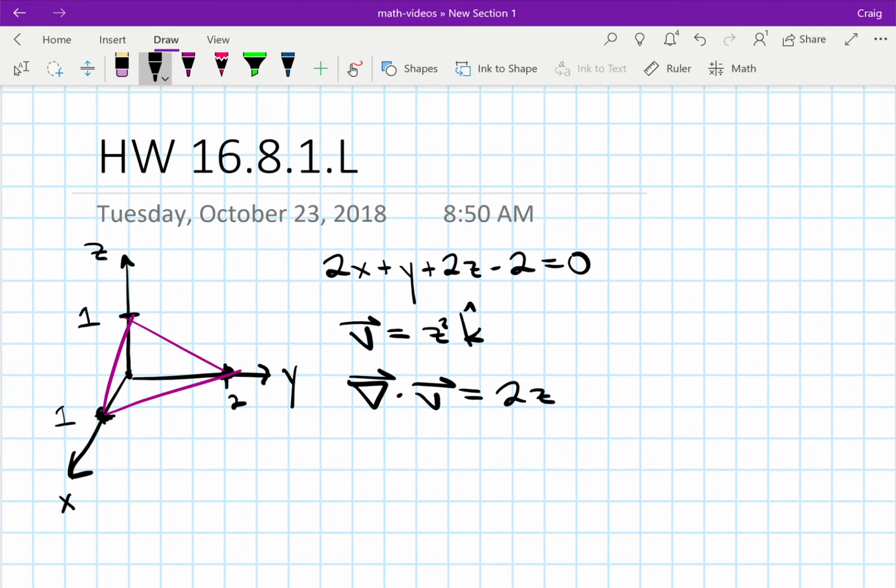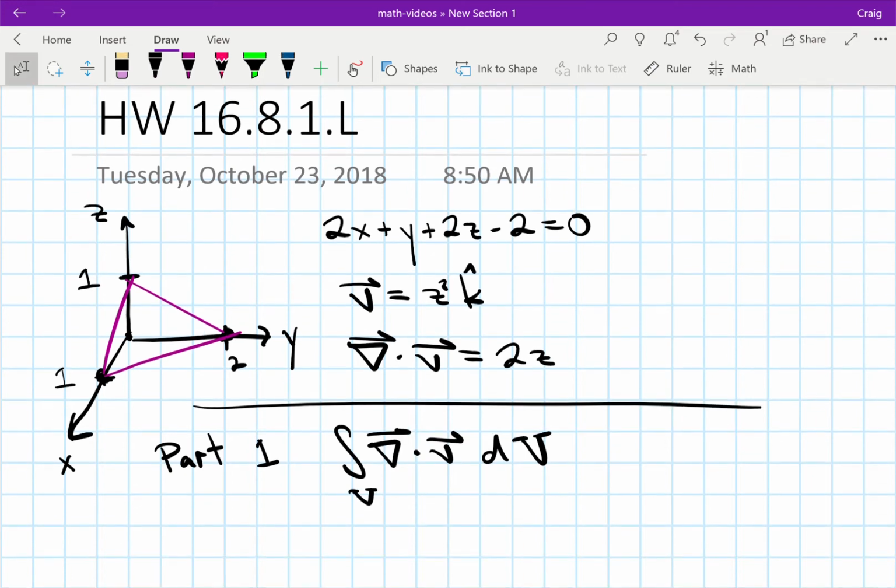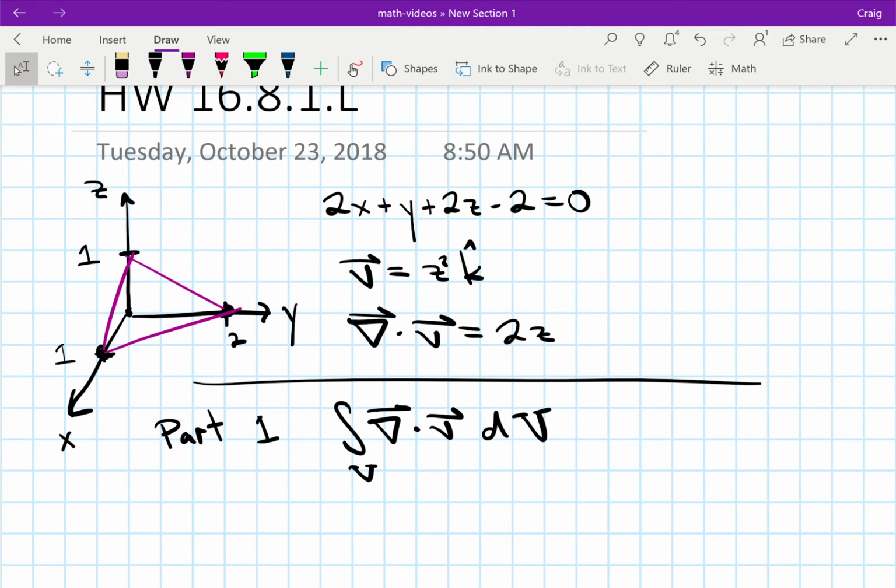Okay, so now to set up the volume integral. So part 1, we need to do the volume integral of the divergence, integrating over that volume. And as usual, let's set that up as an iterated integral. And so we have to think about how we're going to write the limits. And so I would do an integral over z for every value of x and y.